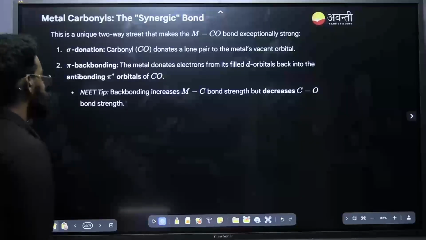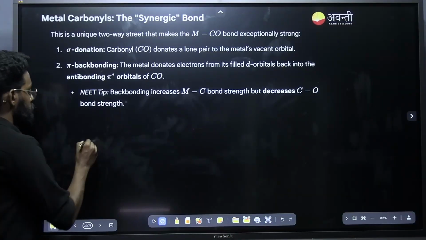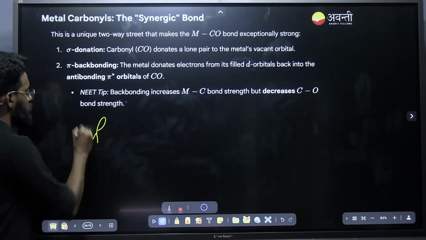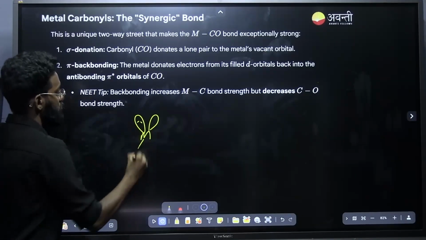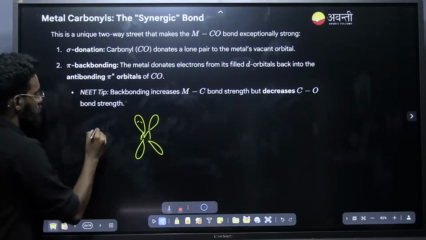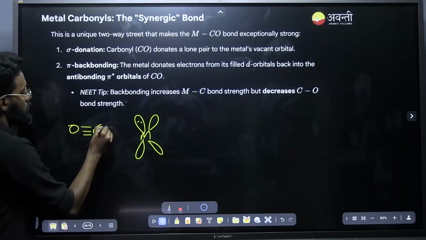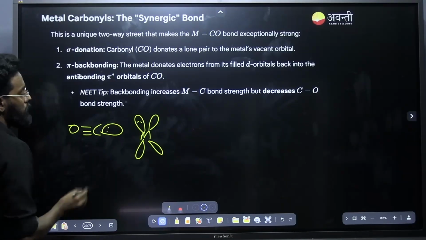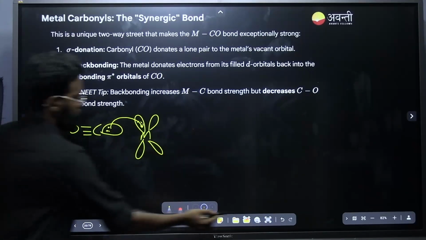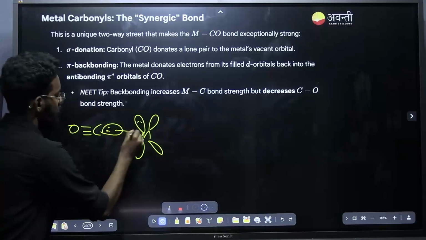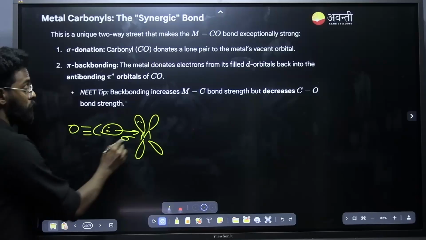Metal carbonyl, the synergic bonding. What is this? This is explaining the strength of the metal carbonyl bond. We know that the metal is having vacant d orbitals. And carbon monoxide has carbon and oxygen, and there will be a lone pair on the oxygen. First of all, this lone pair will be donating electron to the vacant d orbital of the metal and will be forming a sigma bond. Note down, it will be forming a sigma bond.